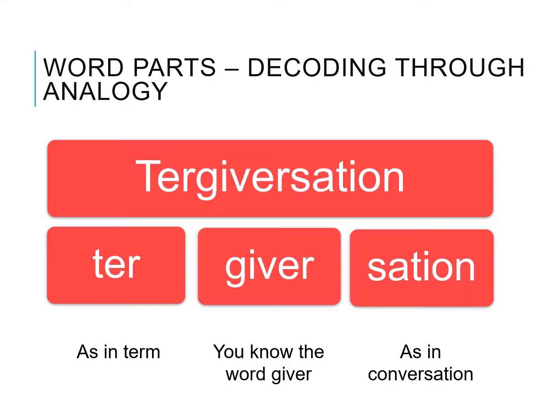So a child learns to read close and class, and thus learns how to pronounce the onset cl. The child learns day and say and how to pronounce the sound a. And these learnings lead to the pronunciation of a new word, clay. You use word elements that you know, such as ter as in term, the word giver, and sation as in conversation. And this helps you figure out what this word is.